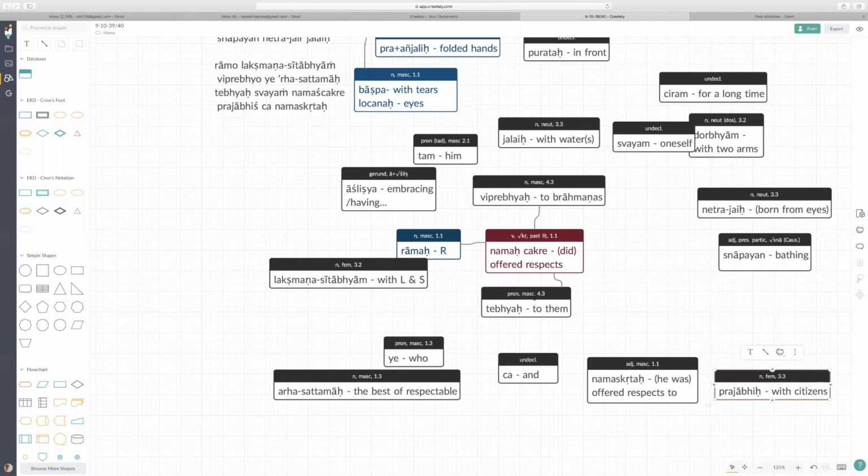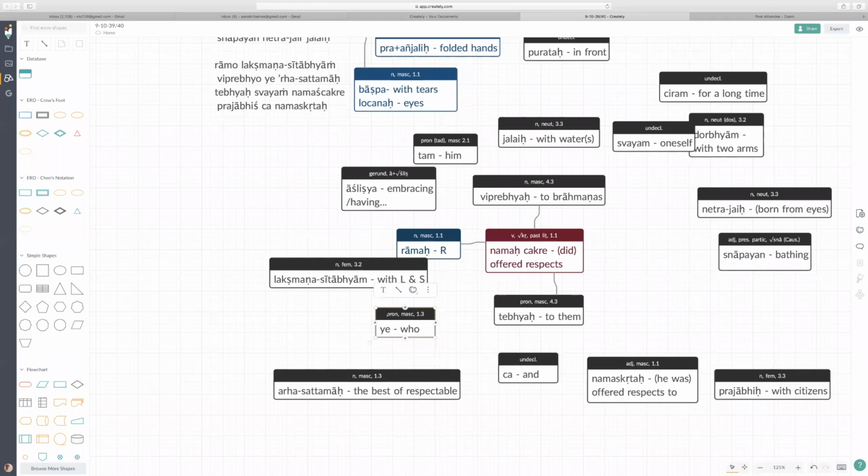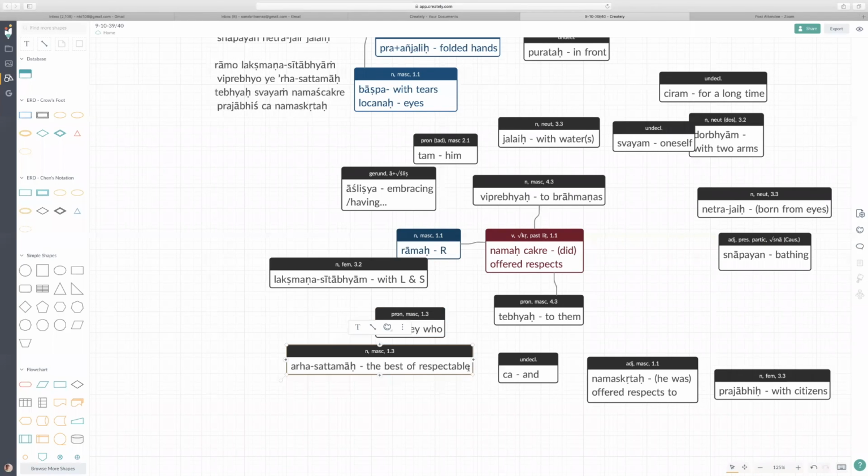So he offered, because we have one more thing here. Now, whenever we have ye or yad or yam or yena, we are talking about an additional sentence technically. So they who, okay, they who, and it's connected here to the best of respectables.